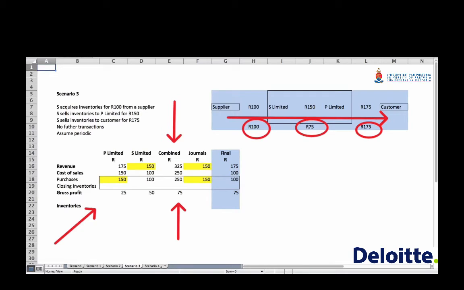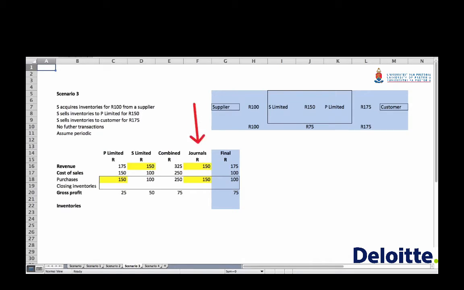How do we get there? Pro forma consolidation journals. Quite simply, in this case, it's a case of eliminating the transaction between S and P Limited. So our consolidation journal is the 150 Rand against revenue, 150 Rand against purchases. Eliminating that intergroup transaction, as shown in yellow, will result in the correct final consolidated figures. There's no need now to adjust the profits that may be included in inventories on hand, as there are no inventories on hand to worry about.